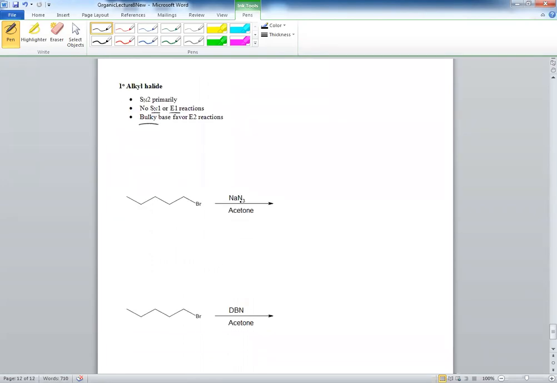This is not a bulky base. It's just a 3-atom anion. So Na plus and N3 with a minus charge. What's happening is that the N3, the azide, is going to replace the bromine, right there. You have an aprotic solvent which favors SN2 and E2.